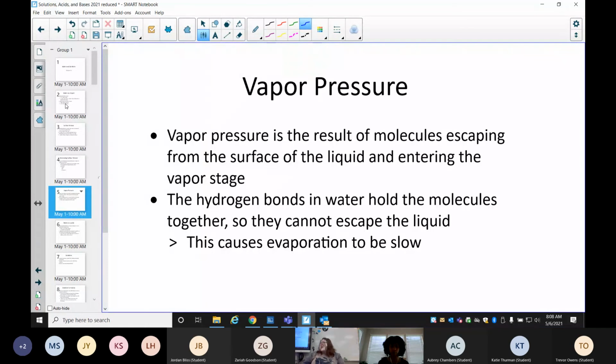Vapor pressure, remember, looks at how easily something vaporizes. Something with a low vapor pressure like water is not going to evaporate as easily as something like alcohol that would have a higher vapor pressure.